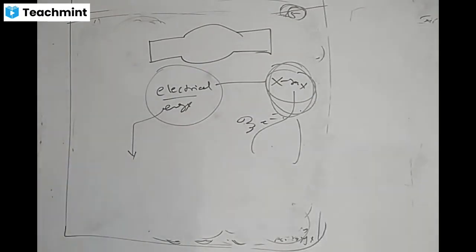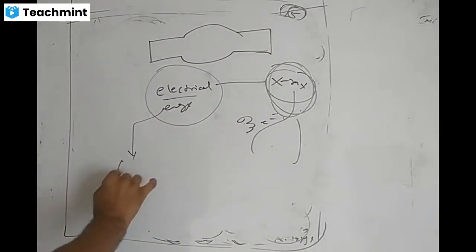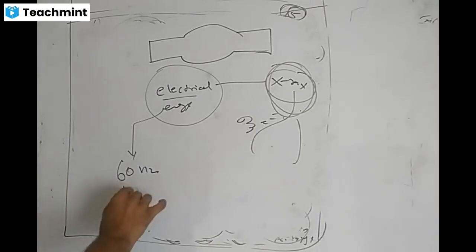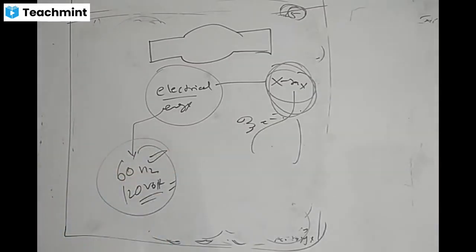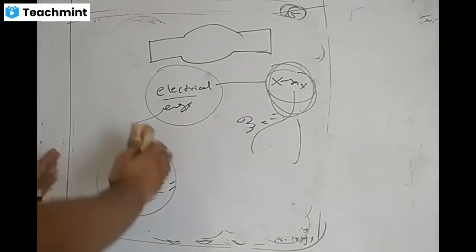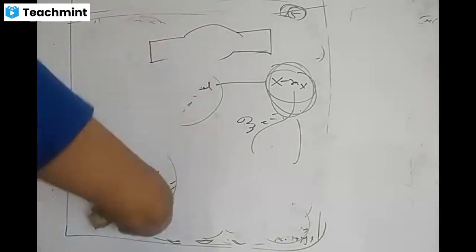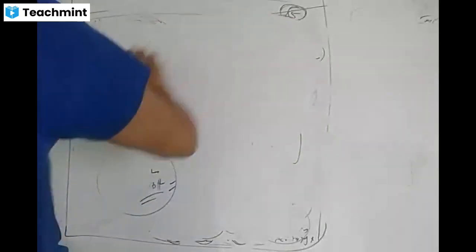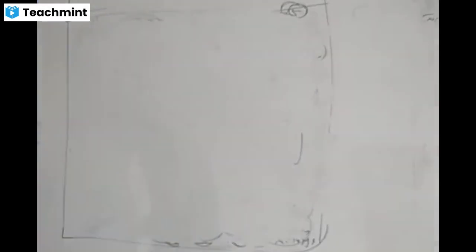In our home, suppose we are getting 60 Hertz and 120 volt. For an example only, this supply we are getting at our home. And if we give this supply to the X-ray tube, then it is going to produce X-rays, because the role of this tube is to convert electrical energy into X-rays.